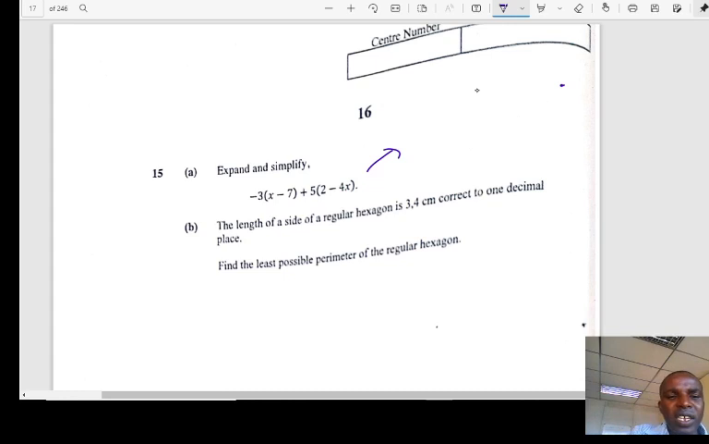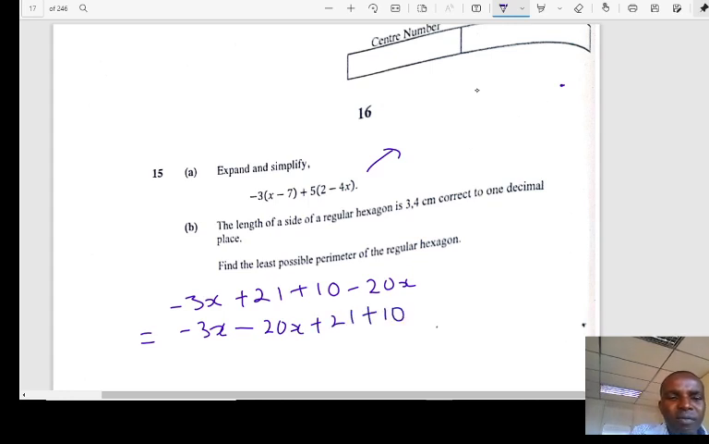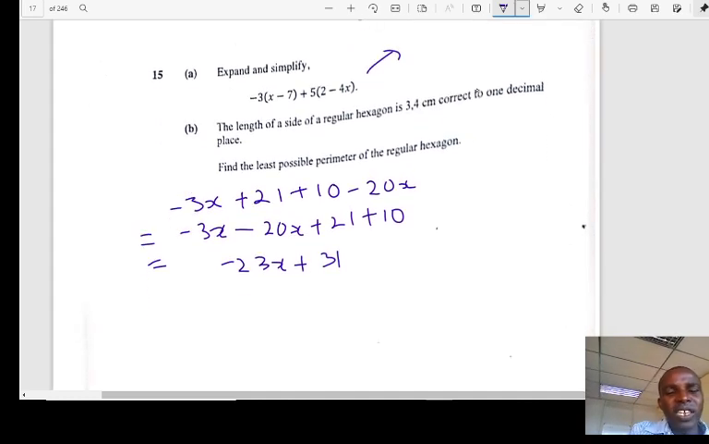Minus 3 times x. Minus 3 times x is minus 3x. Then minus 3 times minus 7 is plus 21. Then plus 5 times 2 is 10. Minus 5 times 4 is 20x here. Then collect like terms and simplify. Minus 3x minus 20x plus 21 plus 10 is equal to minus 3x minus 20x, it's minus 23x, then plus 31. You can leave it like this, or you can write it as 31 minus 23x. Still, there's no problem.